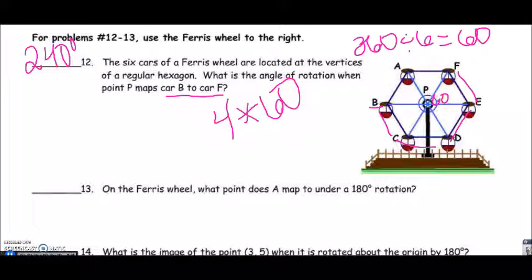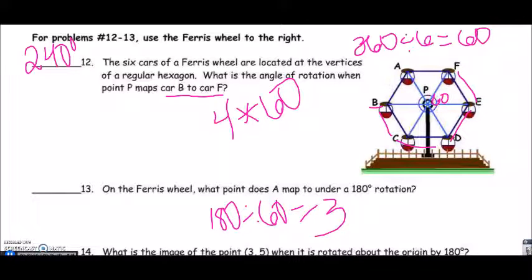Number 13, on the Ferris wheel, what point does A map to under 180 degree rotation? 180 divided by 60 is 3. So you're going to make 3 moves as you leave A. So you're going to start at A and you're going to go 1, 2, 3, and that's going to have you at point D.